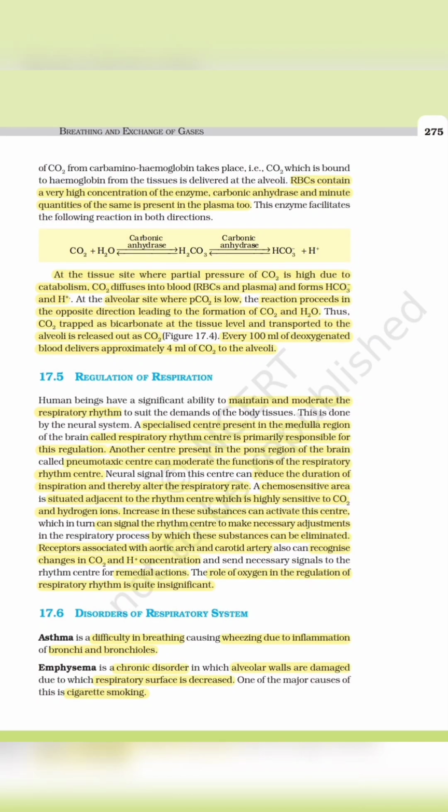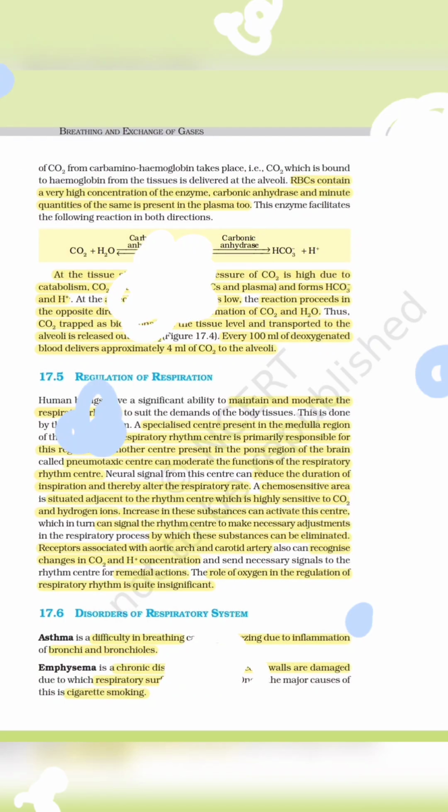Disorders of respiratory system. Asthma. Asthma is a difficulty of breathing causing wheezing due to inflammation of bronchi and bronchioles. Emphysema is a chronic disorder in which alveolar walls are damaged, due to which respiratory surface is decreased. One of the major causes of this is cigarette smoking.